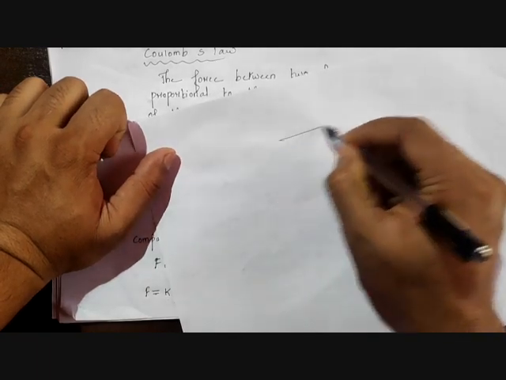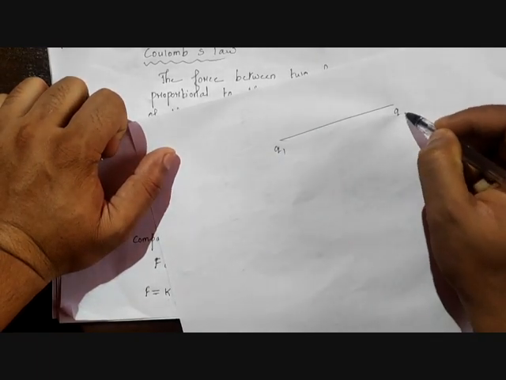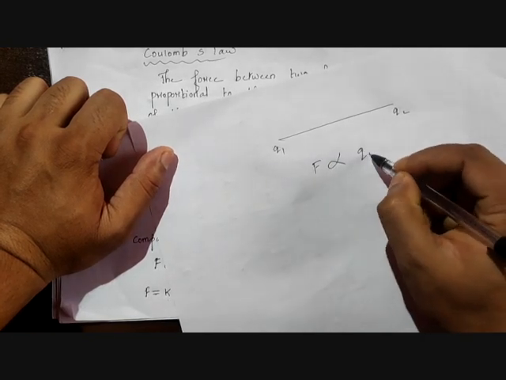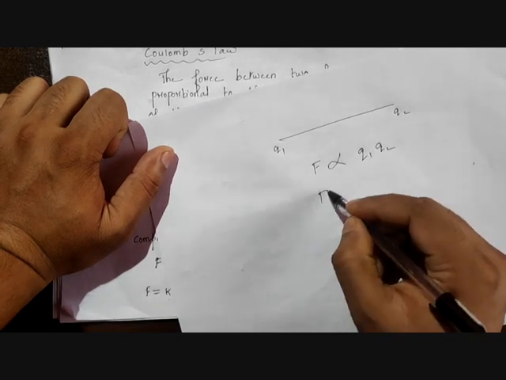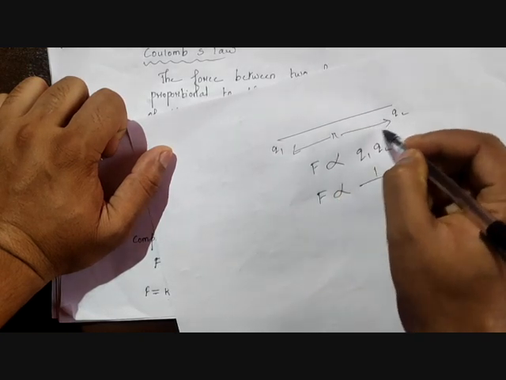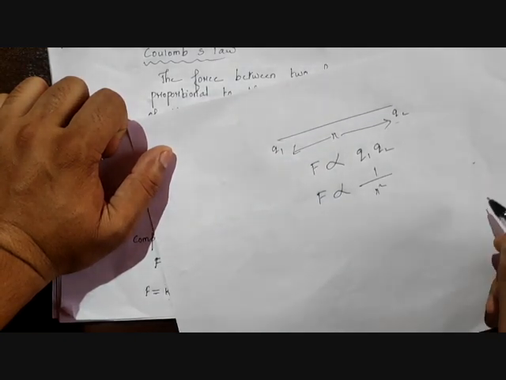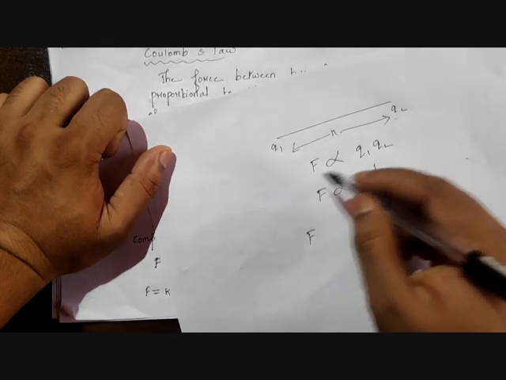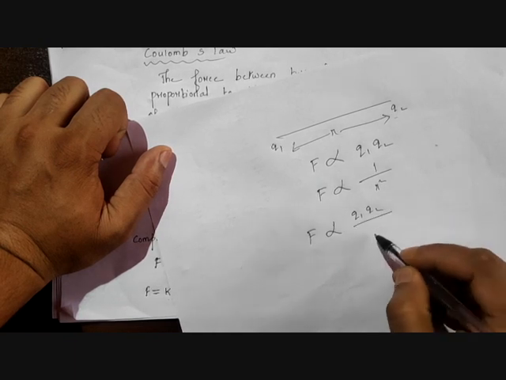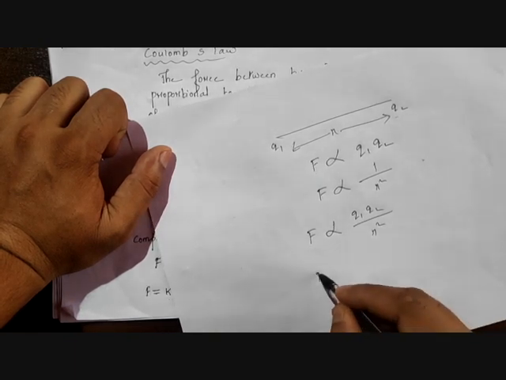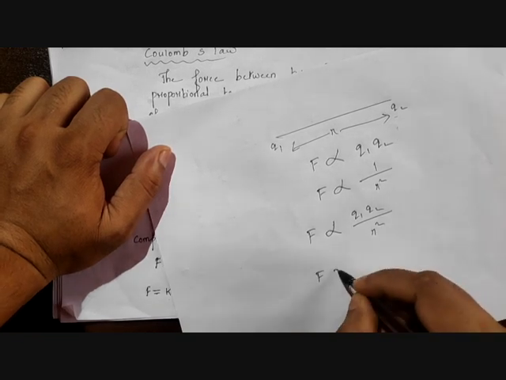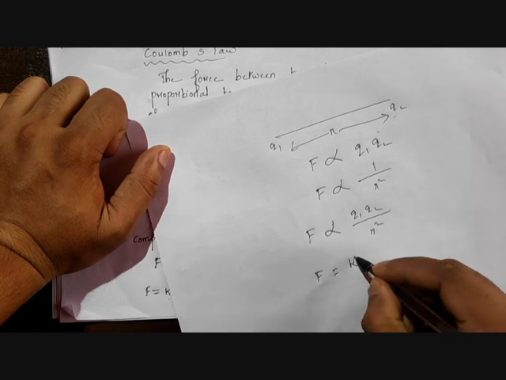Now for better understanding, let me write again once more. Suppose this is charge Q1, this is charge Q2, right? The first point said that force is directly proportional to the product of two charges. The second point said that force is inversely proportional to the square of the distance between them. So if you compare these two equations, you'll get this one. As you know, if you change a directly proportional sign to equal, you write one constant. So we're writing here k constant, okay?